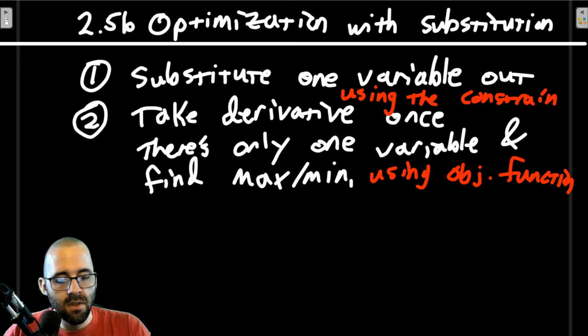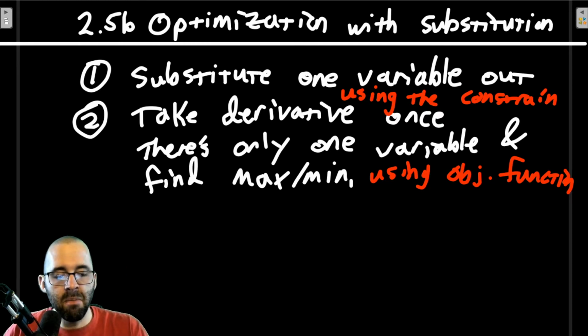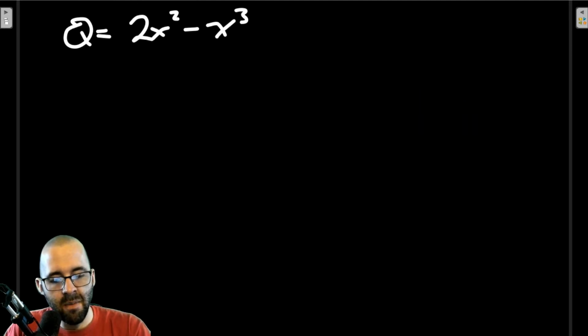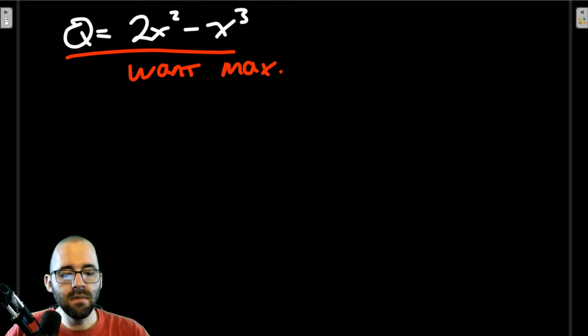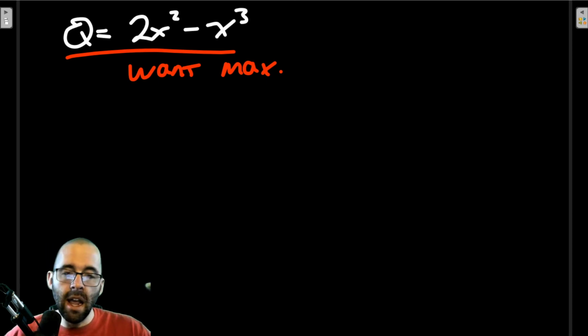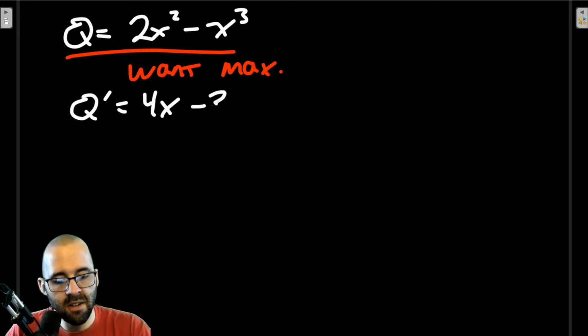Take the derivative. Once there's only one variable, we're good to go. We can take the derivative and then find the maximum and minimum, or maximum or minimum, right? Here in this problem, we only care about the numbers that maximize Q. We want to find the max. So check at the endpoints. And we will look for local extrema. So the derivative of Q, we can call that Q prime. Use the power rule. It's going to be 4x minus 3x squared.